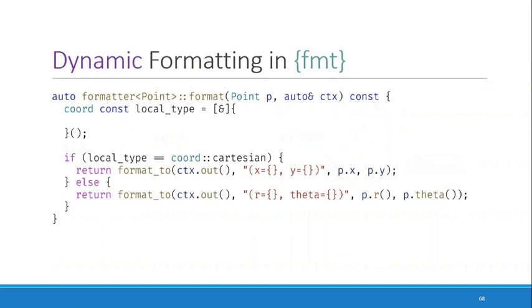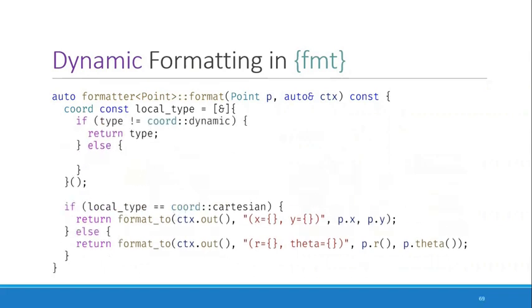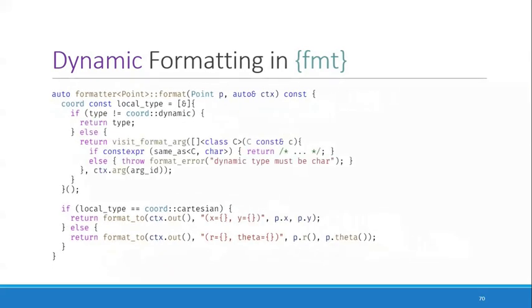We already know how to format those things. So if the type wasn't dynamic to begin with, then our type is just whatever our type was. Like that, it's already Cartesian or polar, so that's all we need. If the type was dynamic, then we need to go back to this arg API. So arg gives us a variant, and then we need to visit that variant. And that variant has a lot of different possible types that it could be, but we only support char.